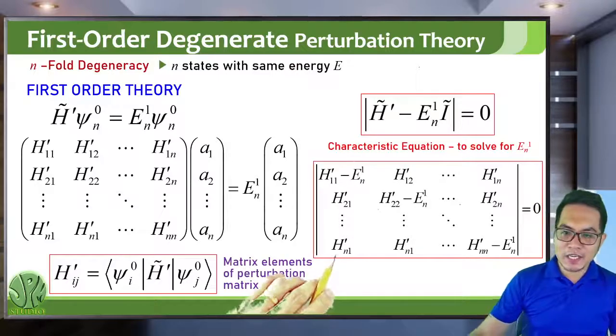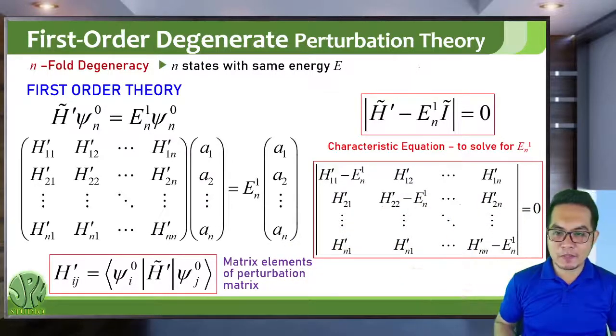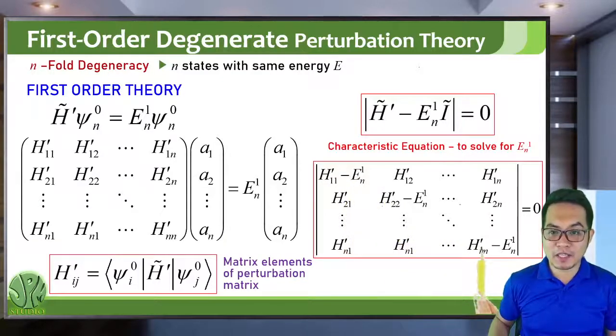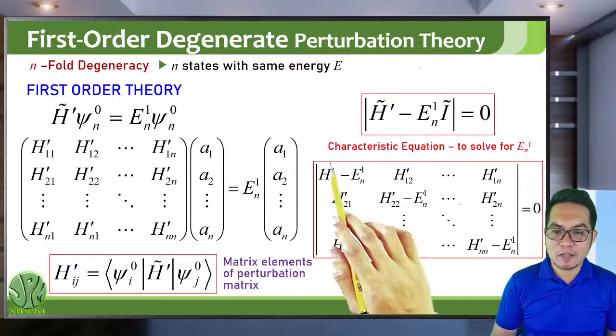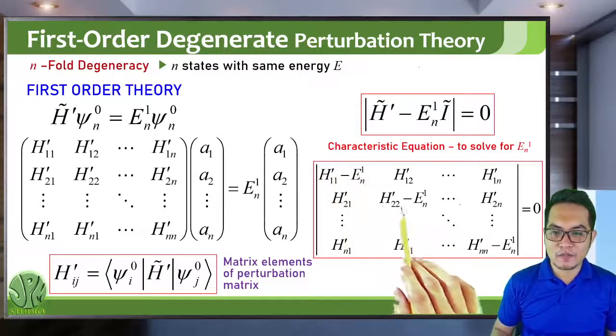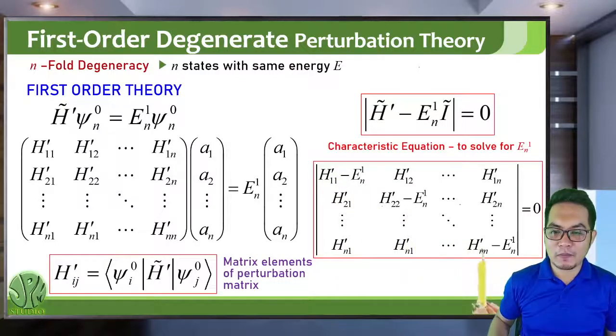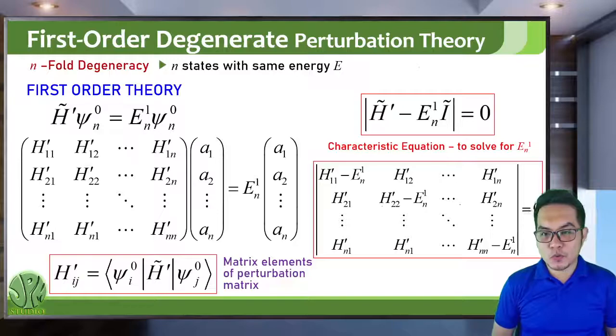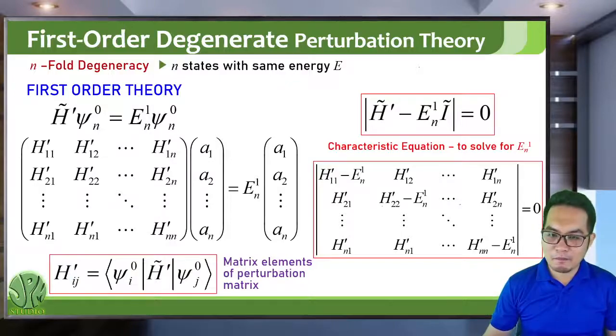So basically, the characteristic equation is given by this one. Only the diagonal elements of the perturbation matrix are subtracted by En1. And then you take the determinant of that. There are many ways to get the determinant of a matrix. You can use expansion of the first row method. You can use the basket method. So you utilize those methods.